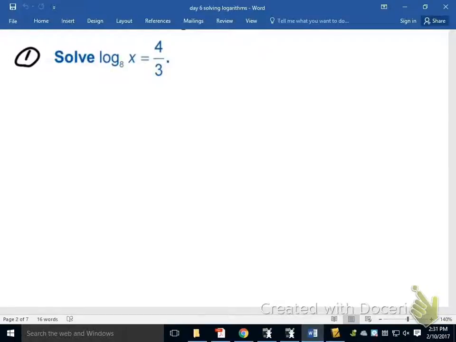This is day 6, solving logarithmic equations. Whenever you're dealing with a logarithmic equation, sometimes you have to change the forms, as you would in this case, to actually solve for x. So the base here would be 8. I'll put that as a base on both sides.